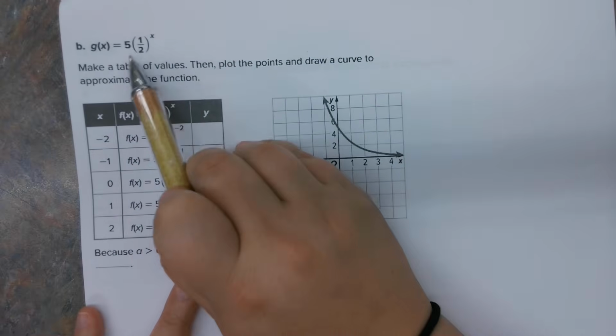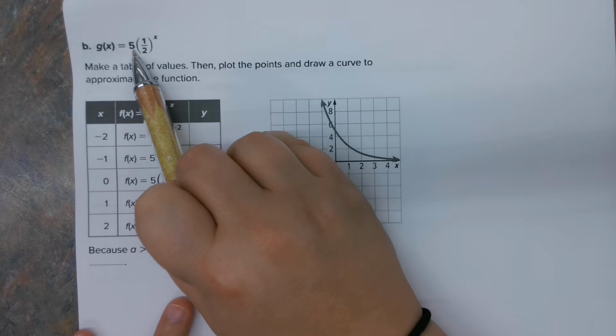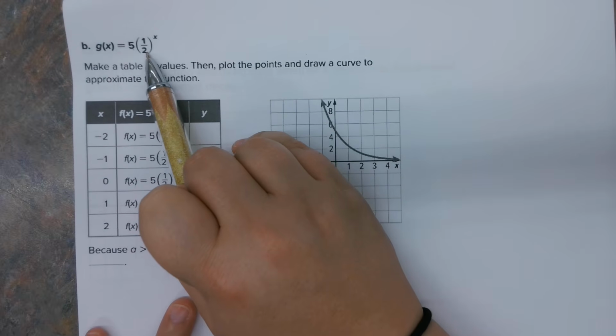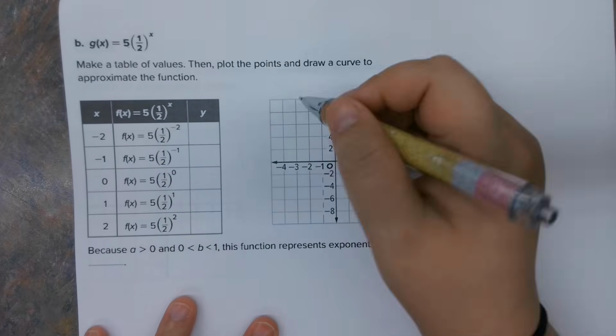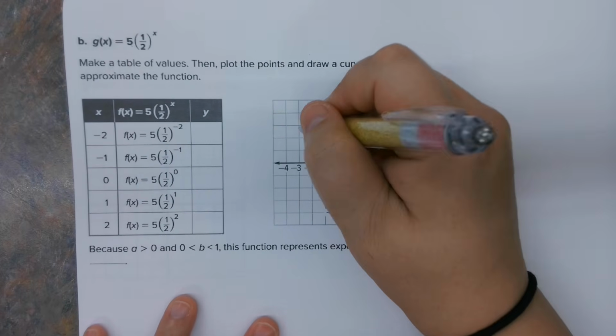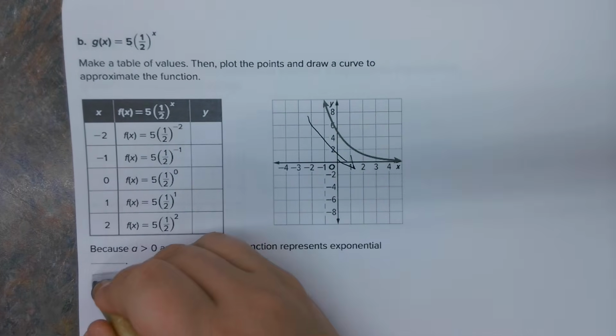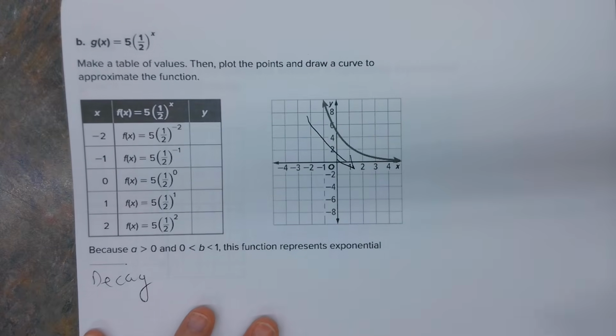There's a part B. We're going to try this one. Oh, look. A is greater than 0. B is between 0 and 1. So therefore, it is decay. It is going down. So this is decay.